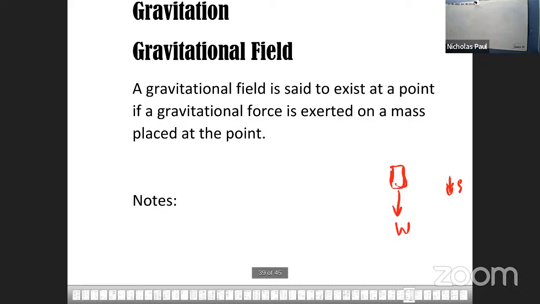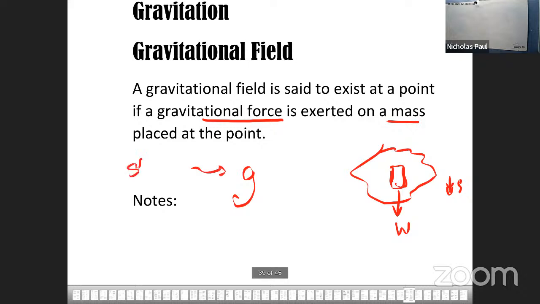Once a mass could experience that force at any point, maybe upward or downward, in most cases downward, then around it there must be a gravitational field. And the strength of that gravitational field we call g. G is called the gravitational field strength.